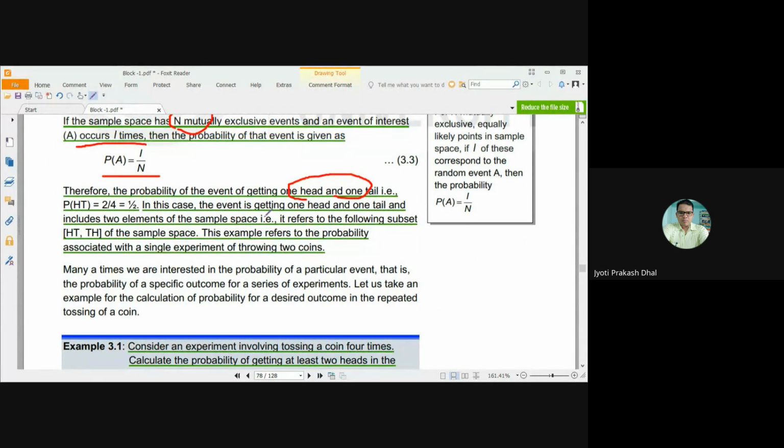In this case, the event is getting one head and one tail, and it includes two elements of the sample space. It refers to the following sets: the first one may be head and the second one tail, or the other possibility, the first one tail and the second one head. That means HT and TH of the sample space. So this example refers to the probability associated with a single experiment of throwing two coins.